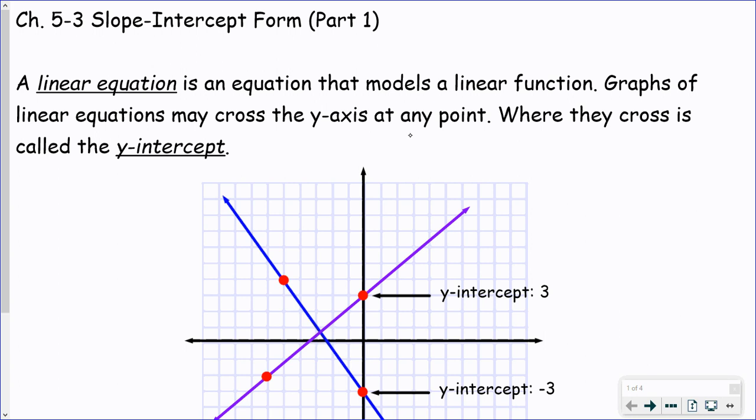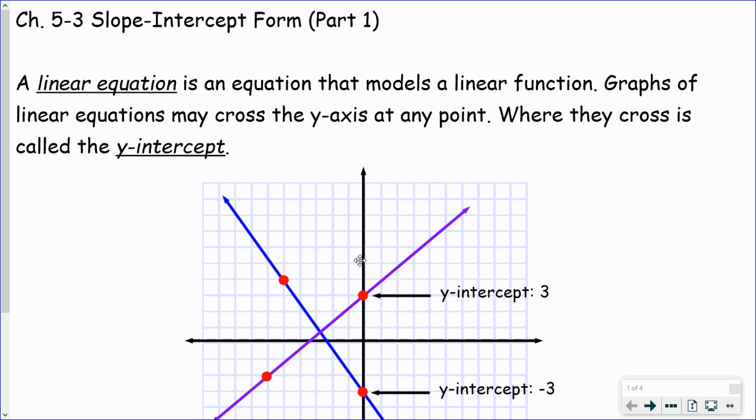Graphs of linear equations may cross the y-axis at any point. Where they cross is called the y-intercept. So first of all, a linear equation is telling you that when you graph it, it graphs as a straight line. Easy to remember because just look at the first four letters, L-I-N-E, and it spells line. So linear equations graph as a straight line. And linear equations can be written in different forms.